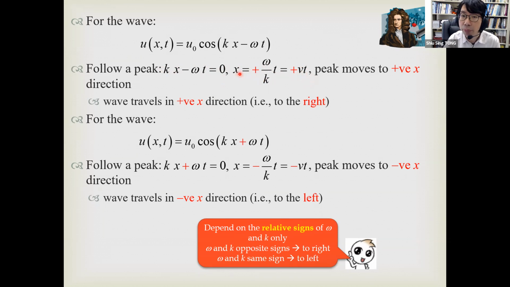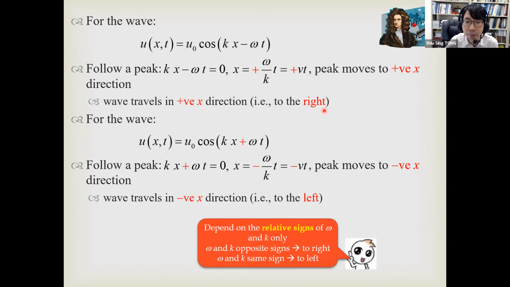So x becomes vt. Now there's a plus sign here. There's a plus sign here, because of the minus sign here: if we move the omega t term to the right-hand side, it becomes a plus sign. So you can see the peak is now moving in the positive x direction, and so the whole wave is also moving in the positive x direction. So a minus sign before the omega will give you a wave that travels in the positive x direction, that is, to the right.